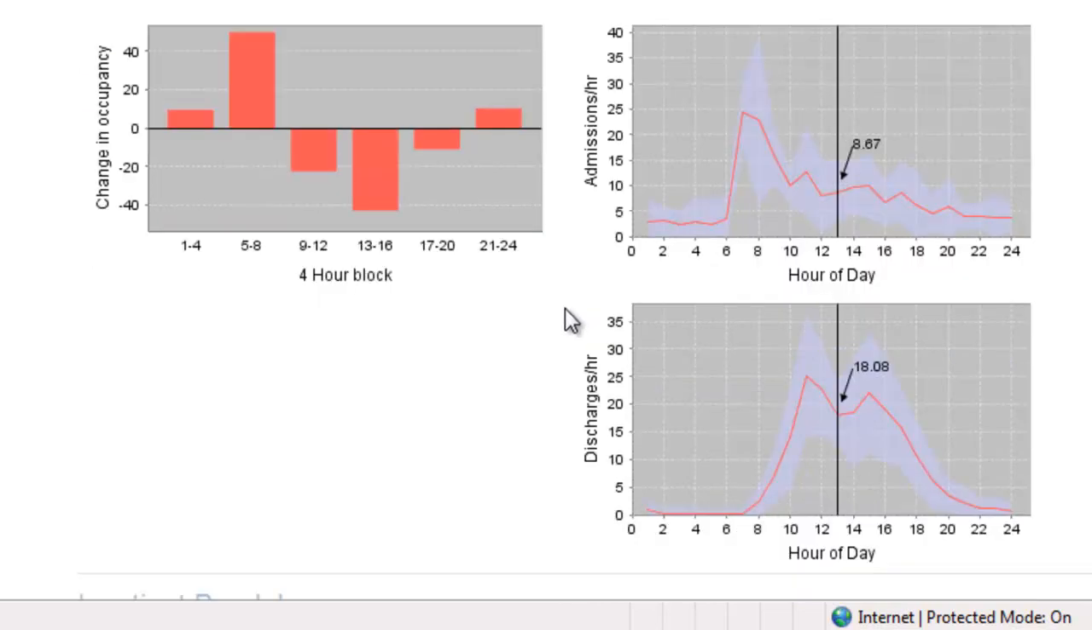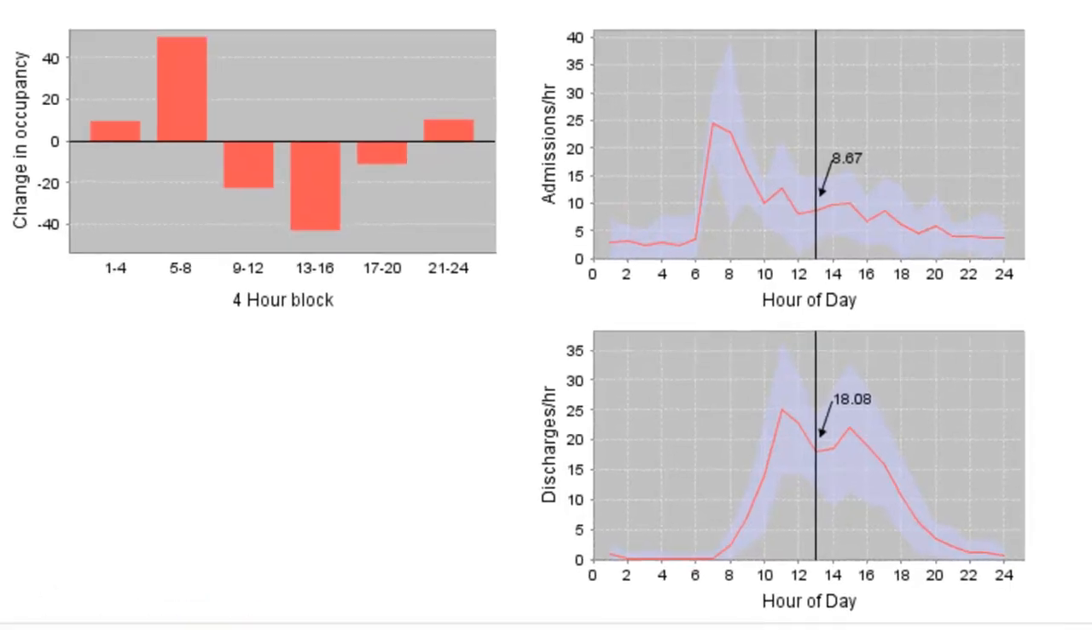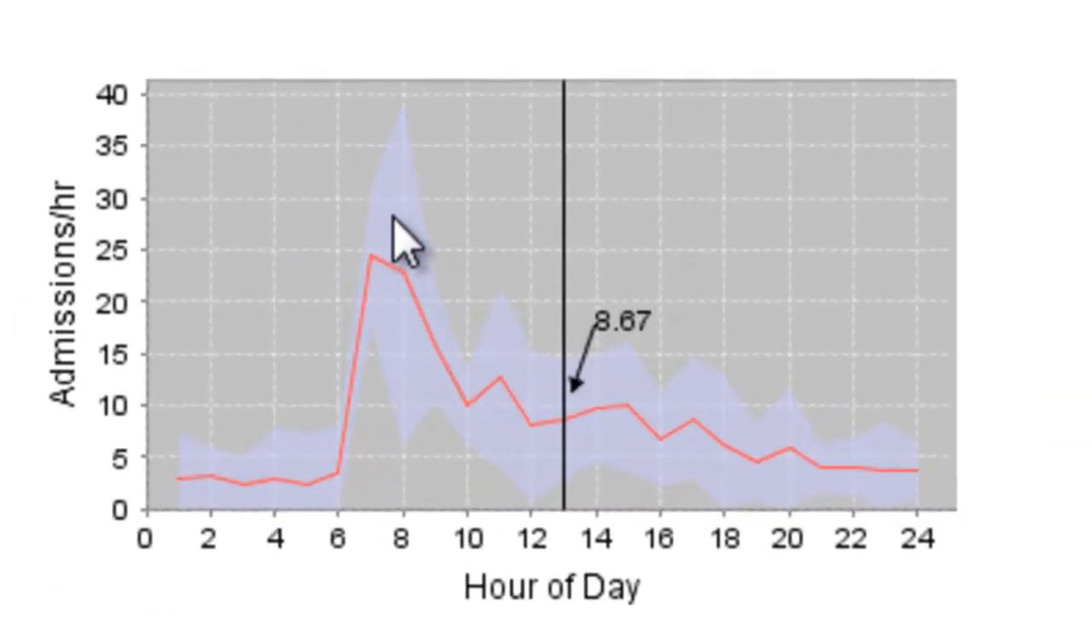If we look over on the right, then we can look at that on an hourly basis, and the black line shows where we are at the current time. And also we can see this shaded area either side of this prediction. That's the 95% prediction interval, and again, some times of the day it's a lot more predictable than others.